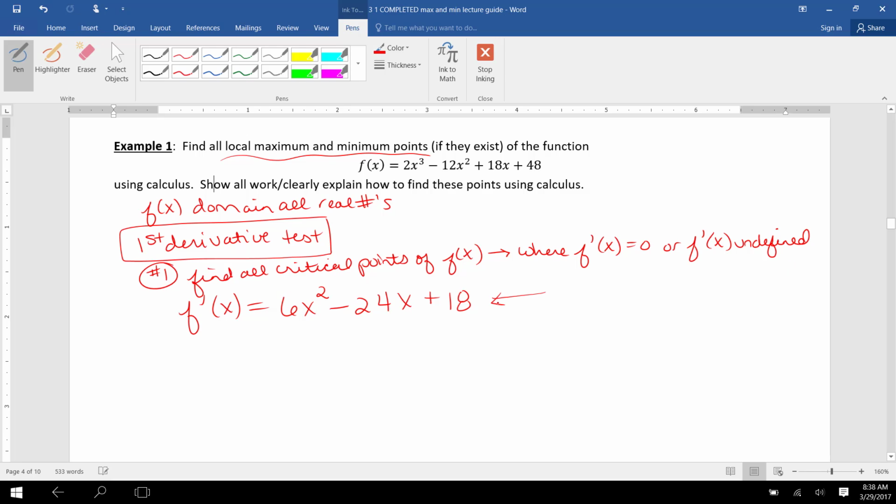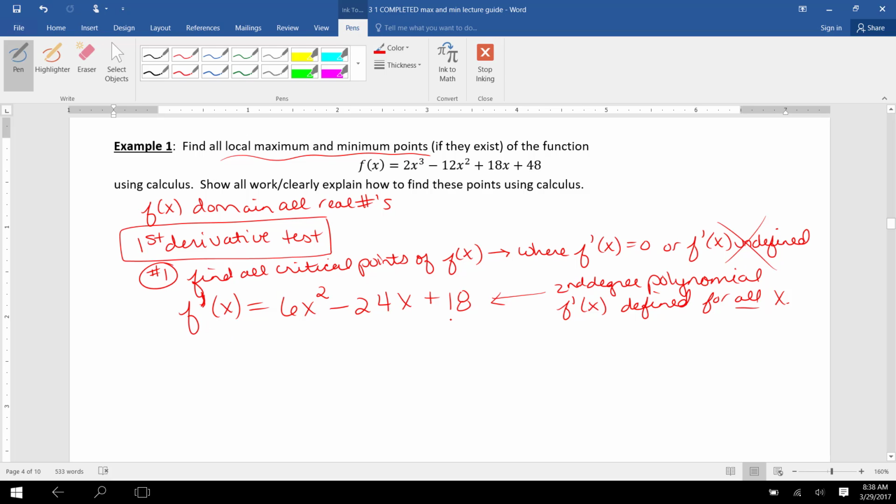First, observe that our derivative f prime of x is a second-degree polynomial. Second-degree polynomials are defined everywhere for all x values. So that means f prime of x is defined for all x's. There are no x values where f prime of x is undefined. So we don't have to worry about finding any critical points where f prime is undefined. So now we can just focus our attention on identifying the x values where the derivative is equal to 0, critical points where f of x is flat, for instance.